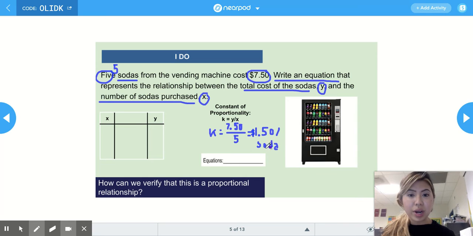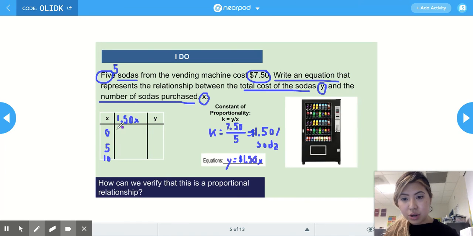And so now we can write our equation. So we know that our equation has to be in the form y is equal to k times x. So we have y is equal to, our k is $1.50 times x. And now we can write this equation in this middle column. So we have 1.50x, and we can just plug in some numbers for x to see what our y values would be. So let's just say 0, 5, and 10.